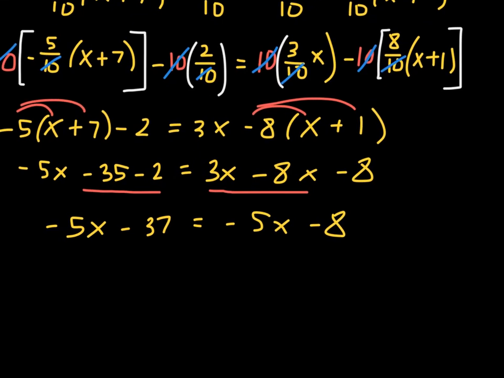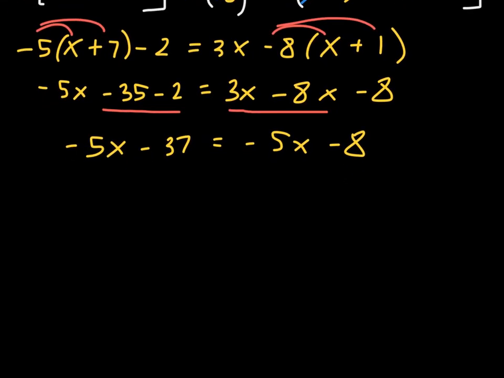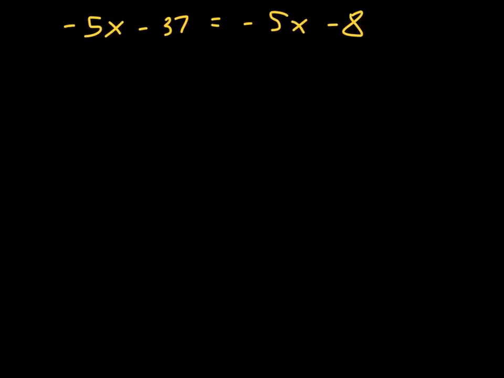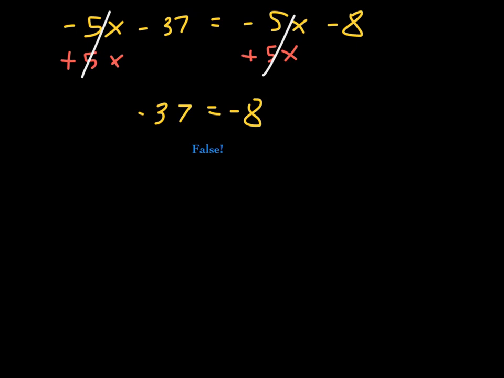What I hope you did next is move all your variables to one side. Now remember that it doesn't matter which side you move your variables to. I am going to move the variables to the left-hand side by using the opposite of subtraction, which is addition. I'm going to add 5x to both sides. We all know that -5x and positive 5x is 0x, so those are gone. So your variables just canceled out, and the statement that you're left with is -37 is equal to -8, which is not true. This is called a contradiction. That is to say, the statement is false. -37 is not equal to -8.